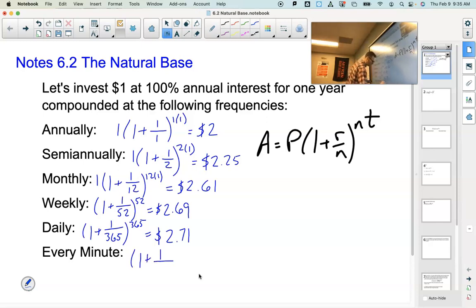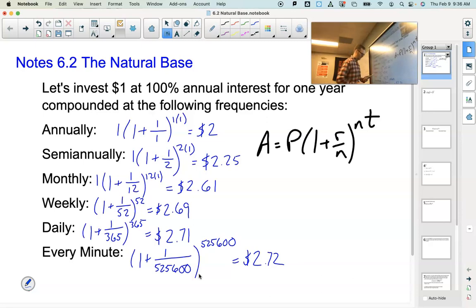1 plus 1 over. All right, every minute. How many minutes in a year? 60 minutes in an hour, 24 hours in a day, 365 days in a year. If we multiply that out, we get 525,600 minutes. That's right. I think I knew that. To the 525,600. What are we going to get this time? And when I put that in, I get $2.72.